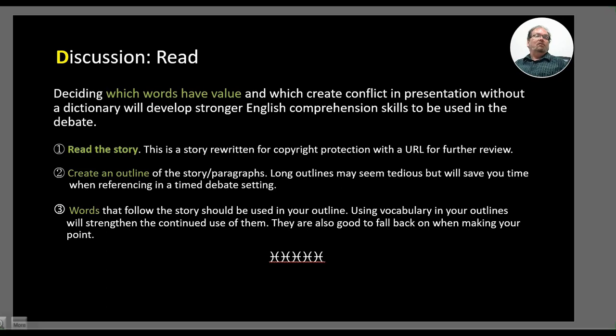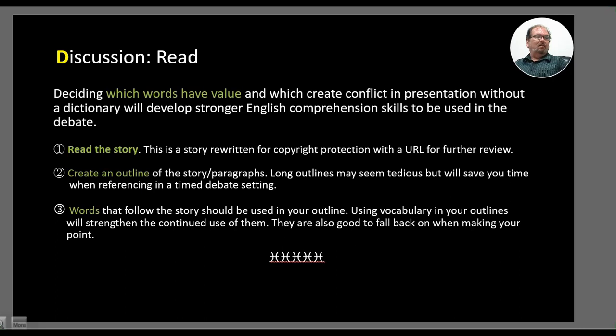Maybe if you go to the original, it will give you other related stories, and then you can look at other stories and maybe different situations to build your argument. So try to do that.